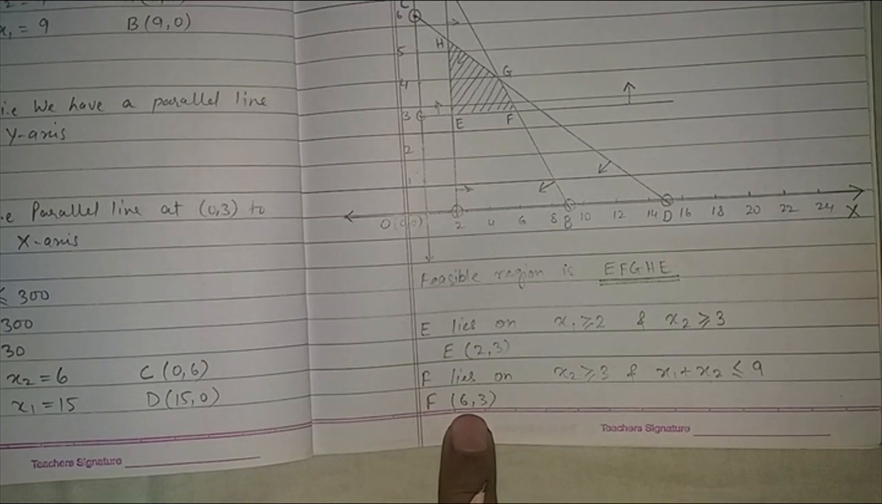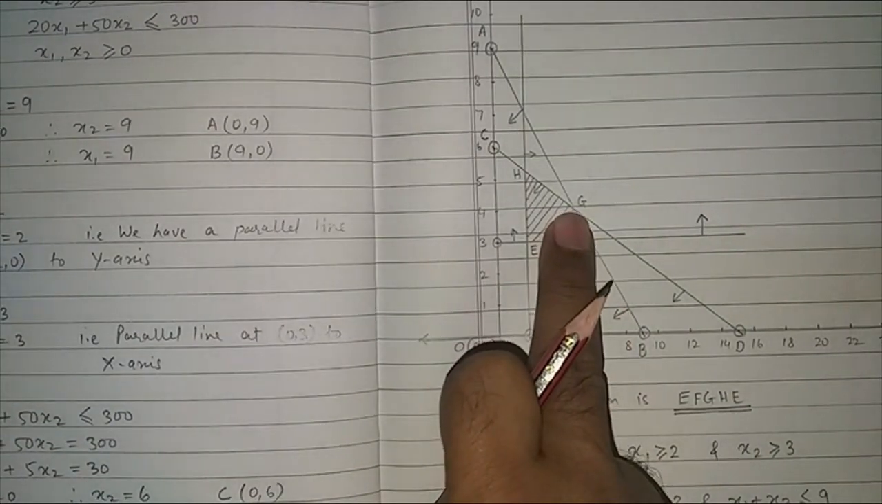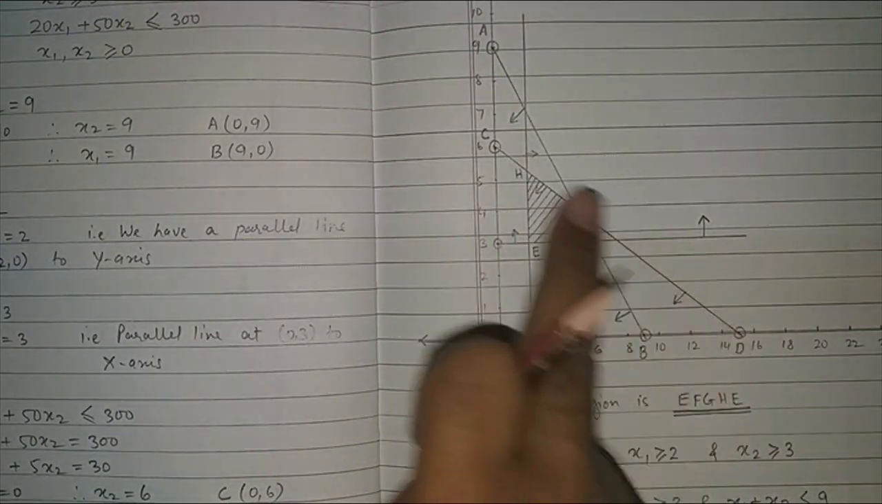Fine. So, F is (6, 3). Let us find the value for G now. For G, we have two different equations.